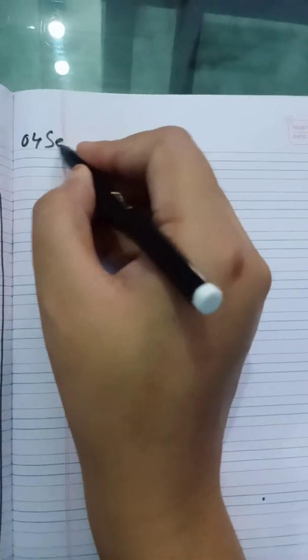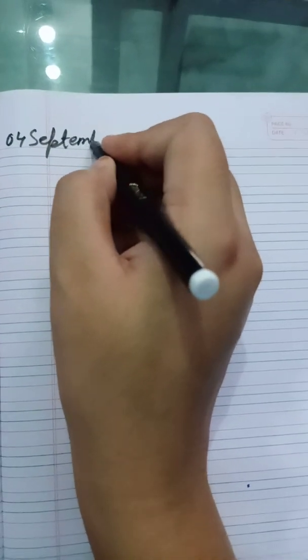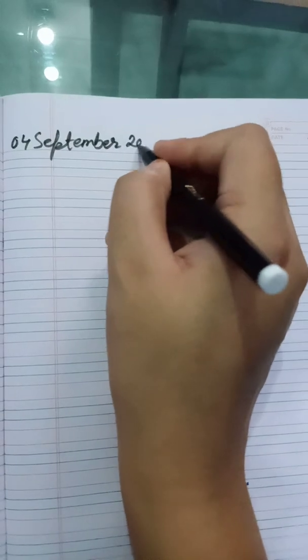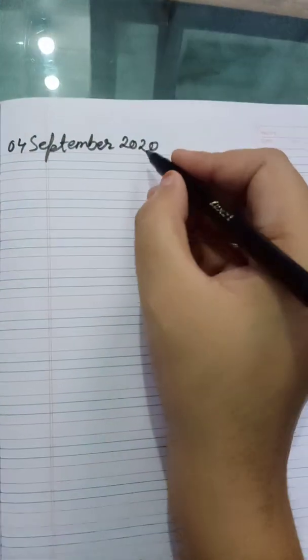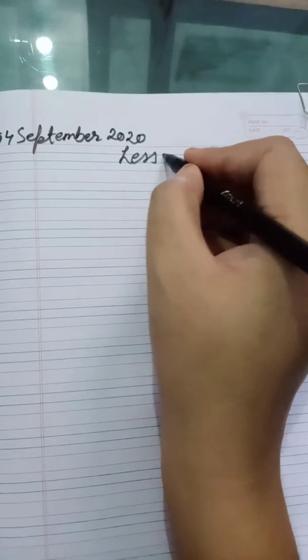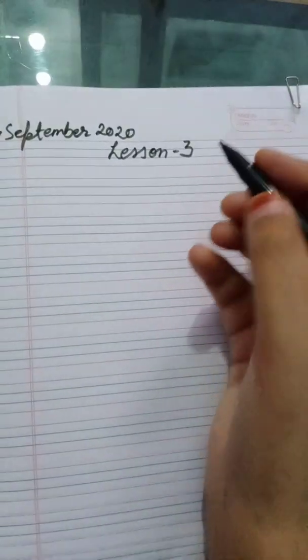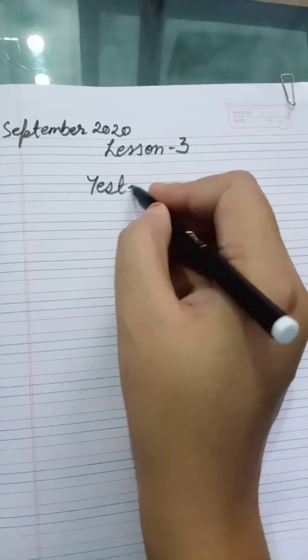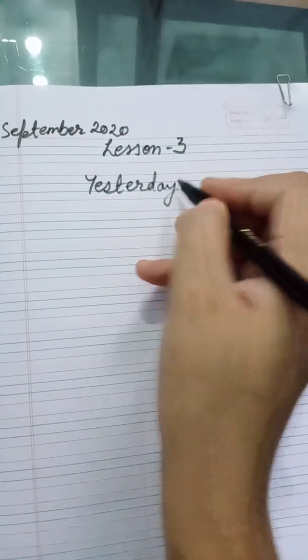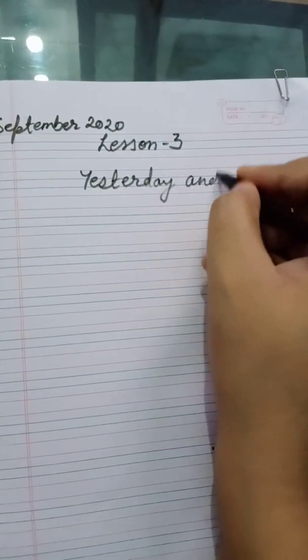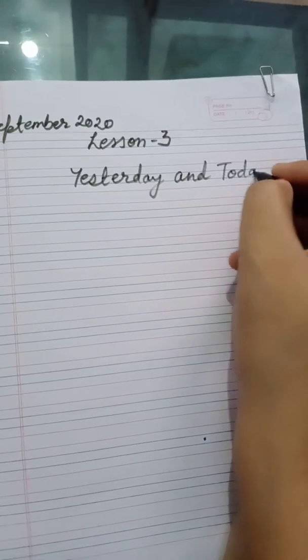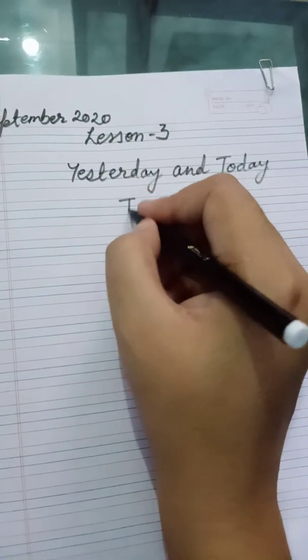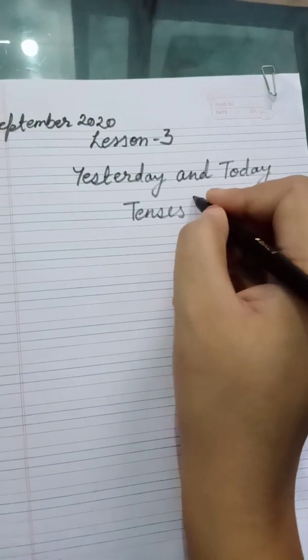So today is 4 September 2020. Firstly we will write lesson number 3 in English grammar, and the lesson name is Yesterday and Today. This chapter is about tenses. What? Tenses. We will see what tenses are.